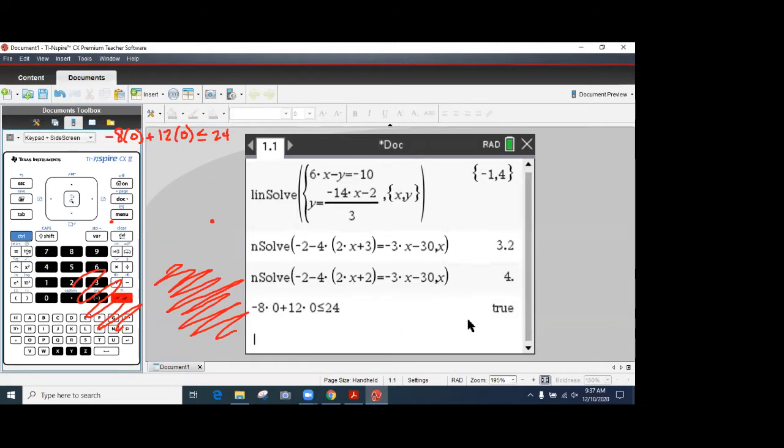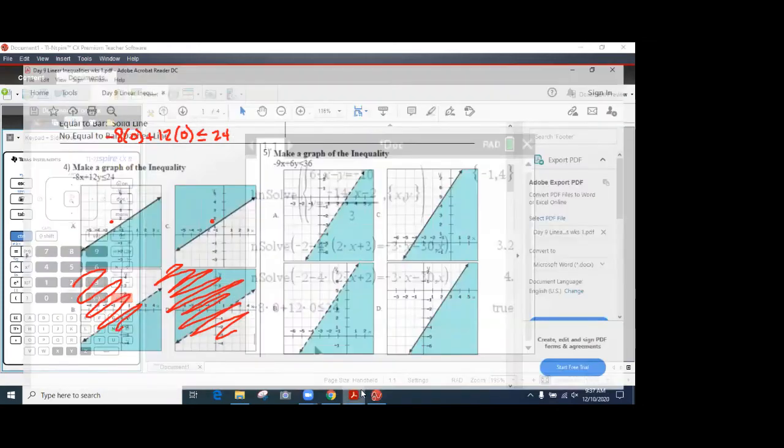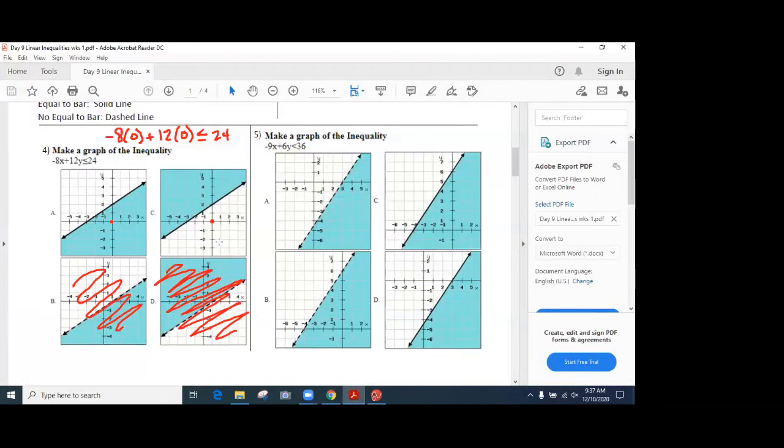You're going to hit enter. And what does it say? True. So if this is true, how does that tell me which one to pick? The one that's in the shaded area, right? The one that's covered up with blue right here. And so the answer would be A.